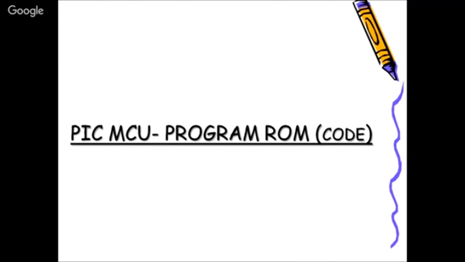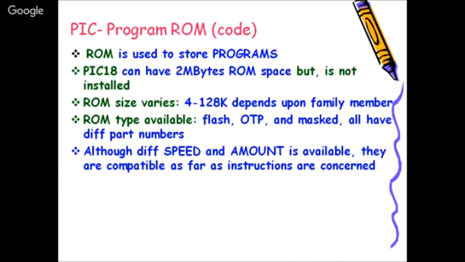ओके, now we'll see about PIC microcontroller program ROM code. The program memory, which is a read only memory, which is a code memory, we can call code memory also, जहाँ पर program store किया जाता है. So we'll see little bit about that. PIC microcontroller program ROM code. This we already know that it is used for storing the program. And it can have, as I have been saying, 2 megabytes of ROM space, but it is not installed. Okay, but it is not available on chip for all the controllers. That is extendable, that can go up to that, because of what reason I told you already.